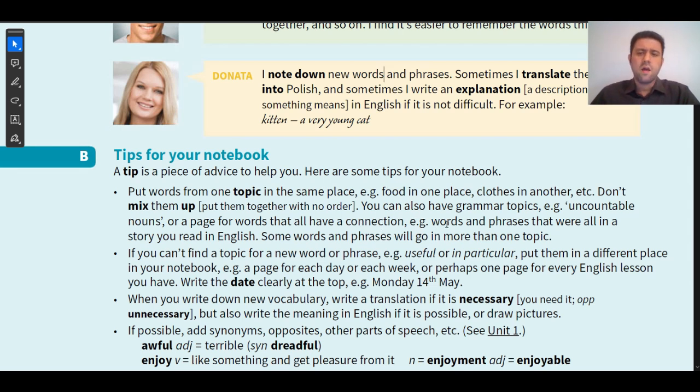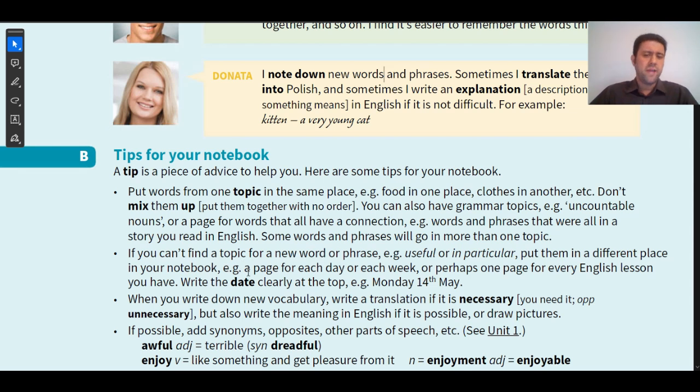As an example, words and phrases that were all in a story you read in English. Some words and phrases will go in more than one topic. If you cannot find a topic for a new word or phrase, as an example, useful or in particular, sometimes there is a word that you cannot put in any of the categories. So in these kinds of situations, you can put that word in a different place in your notebook.